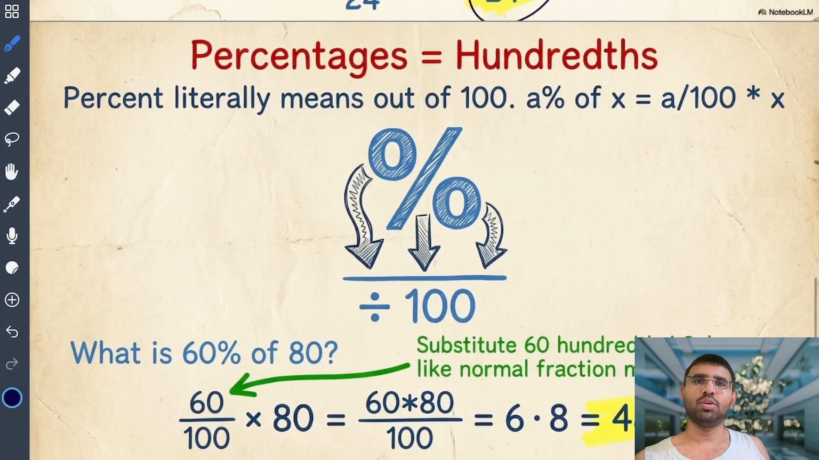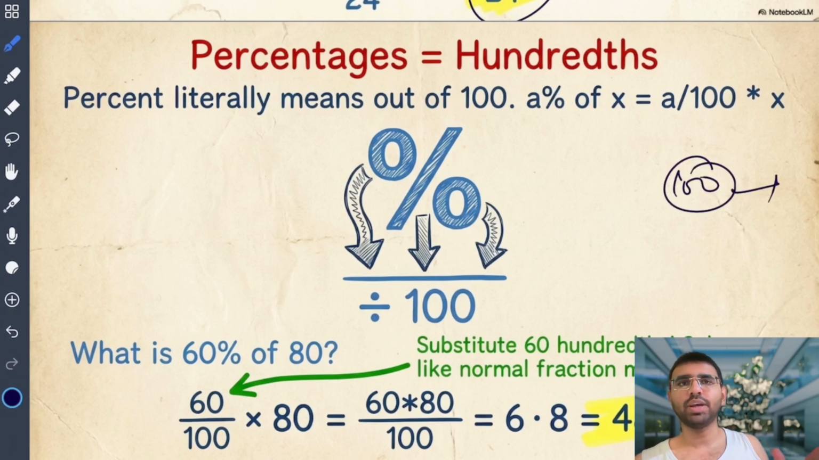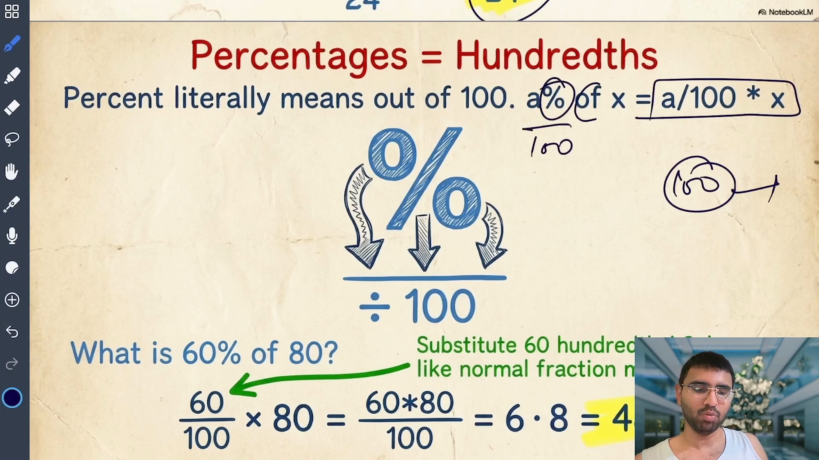Coming to the topic of percentages. Percentage literally means out of 100. कि 100 में से कितना? How much out of 100? So a% of x is equal to a divided by 100 into x. Percent means divide by 100, and 'of' means multiply. So percentage, as I told, is divided by 100.